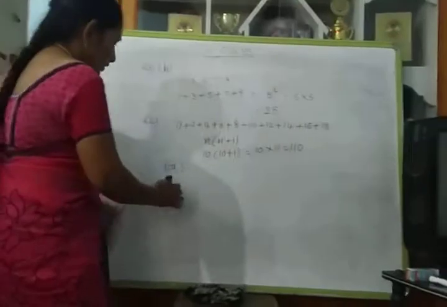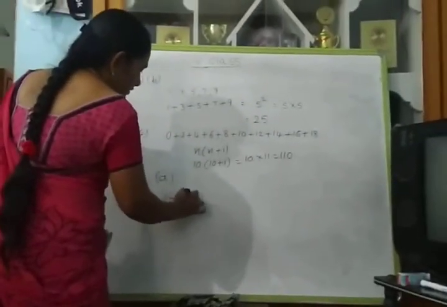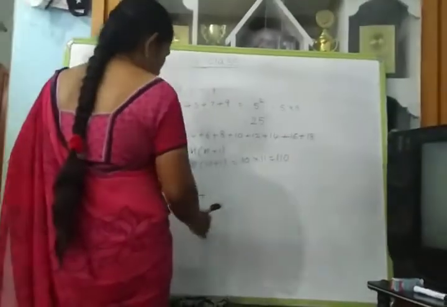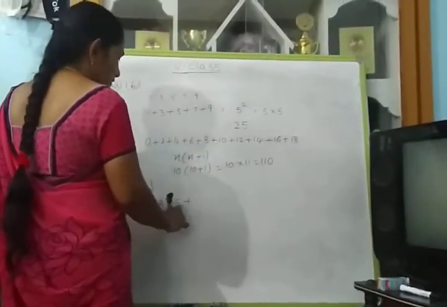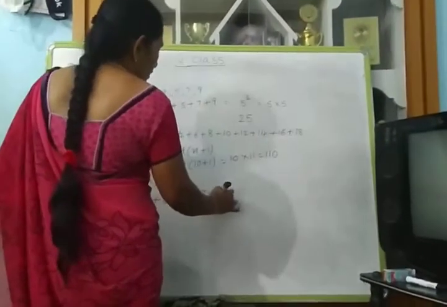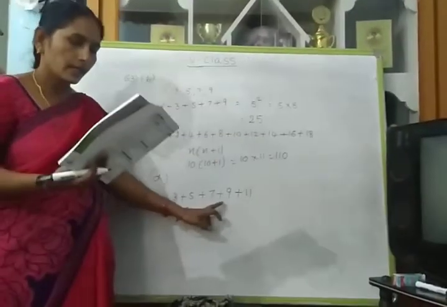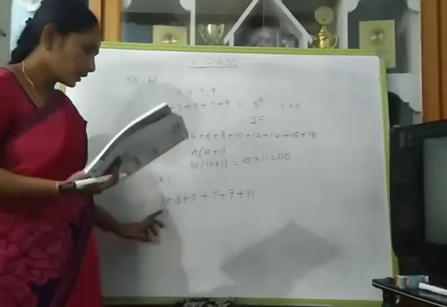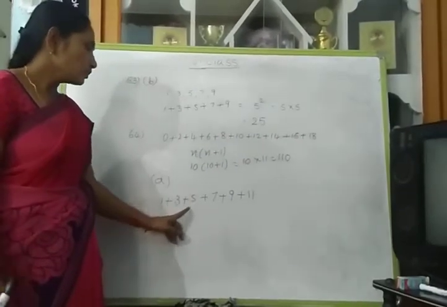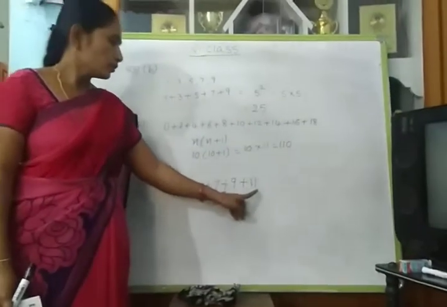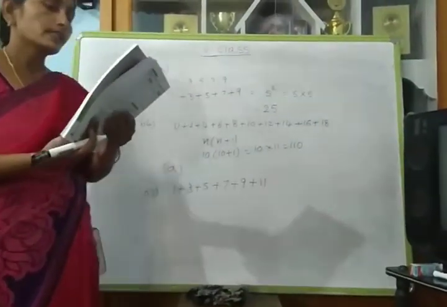65. 1 plus 3 plus 5 plus up to 11. In the middle, which odd numbers will you get? 1 plus 3 plus 5 plus 7 plus 9 plus 11. They have given dash dash up to 11. These are odd numbers now. 1, 3, 5, after 5 which odd number will you get? 7. After 7, 9. Then 11. So they are asking for their sum.